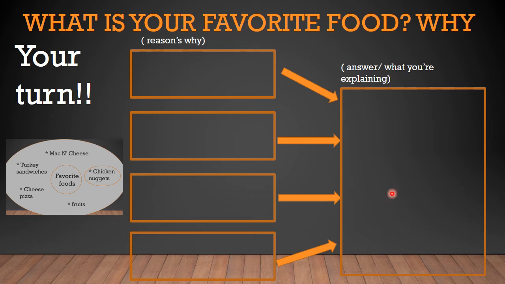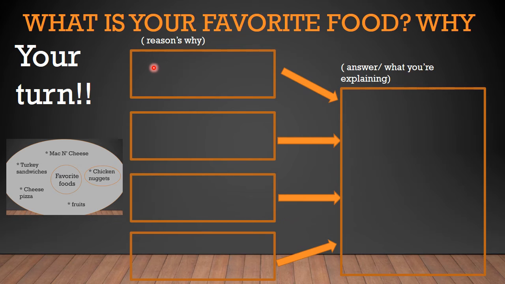So in this large rectangle, you're going to answer what you're explaining. So for this week, we are explaining what our favorite food is. In this large rectangle, you will be writing what your favorite food is in a sentence. If you remember, my favorite food was chicken nuggets, so I put my favorite food is chicken nuggets. Then you come up with 4 reasons why in sentences.